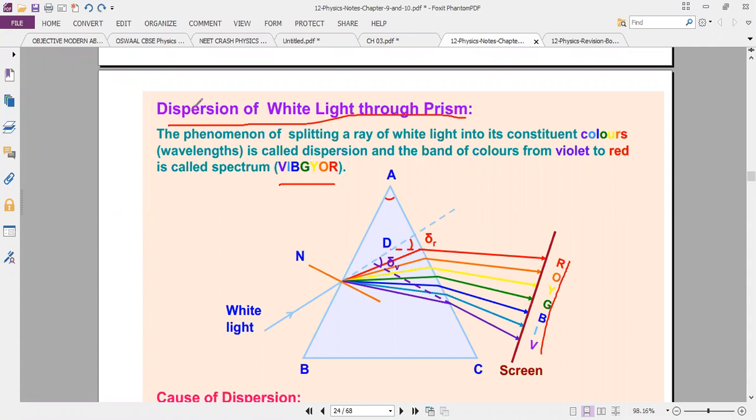Draw the diagram. Dispersion of white light through a prism. The phenomenon of splitting of a ray of light into its constituent colors is called dispersion of white light.